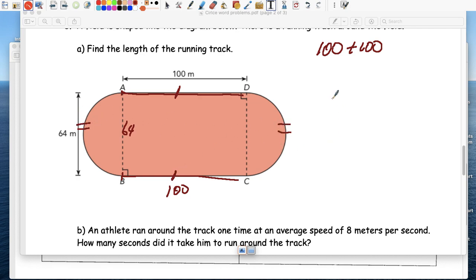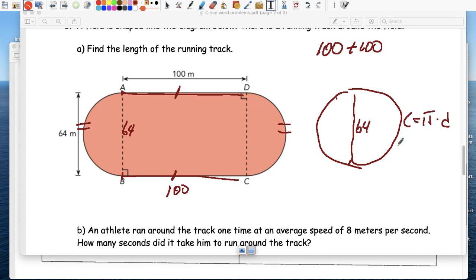Well, that guy and this guy is actually a full circle. The diameter is 64. God, my drawings are awful. Diameter 64, so C equals pi d equals pi times 64. Let's multiply those two. 64 times pi, enter. Your actual value is 201.06.